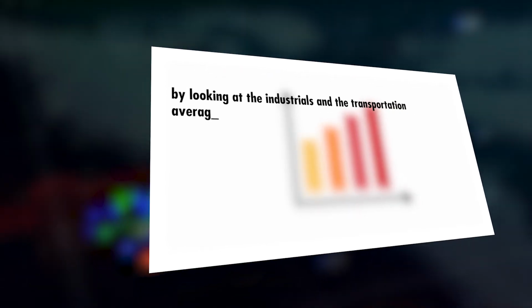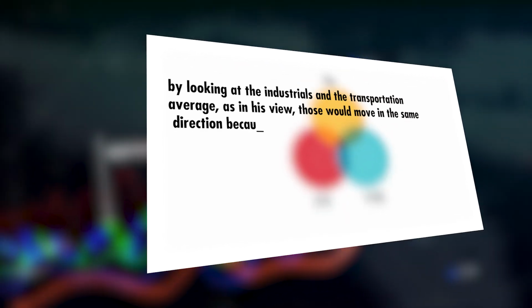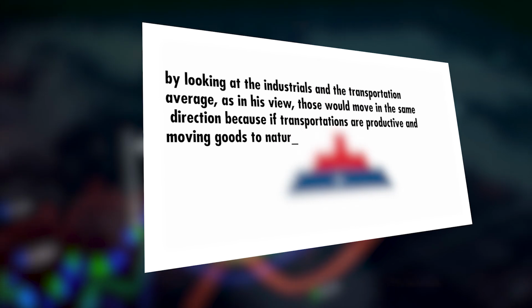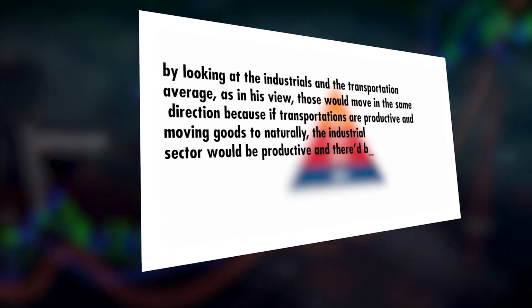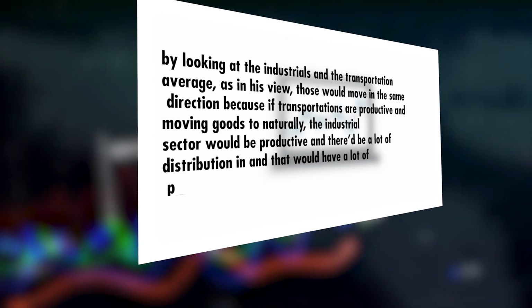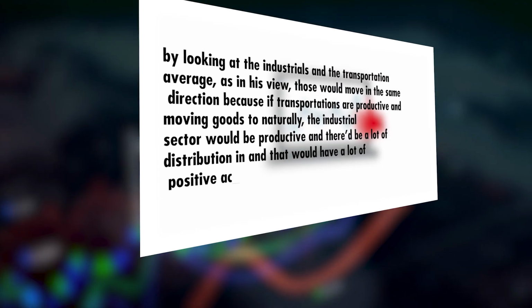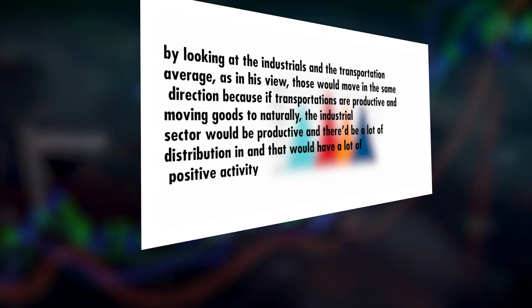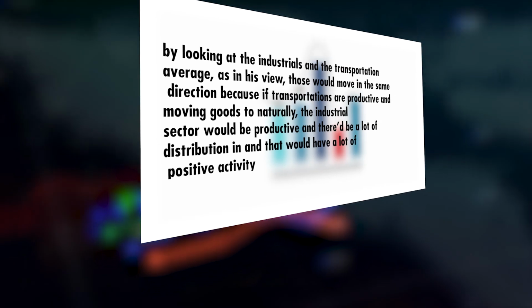Now, back in Dow's time, he would go ahead and confirm the averages by looking at the industrials and the transportation average, as in his view, those would move in the same direction, because if transportations are productive and moving goods, then naturally the industrial sector would be productive and there'd be a lot of distribution, and that would have a lot of positive activity. And so, of course, that's back in Dow's day.